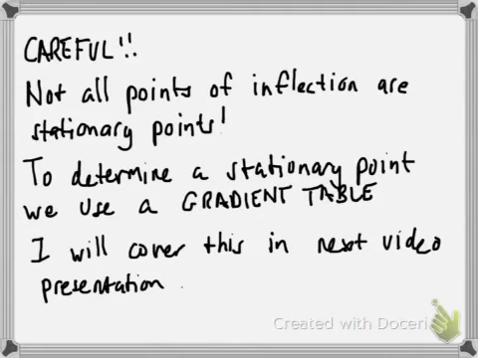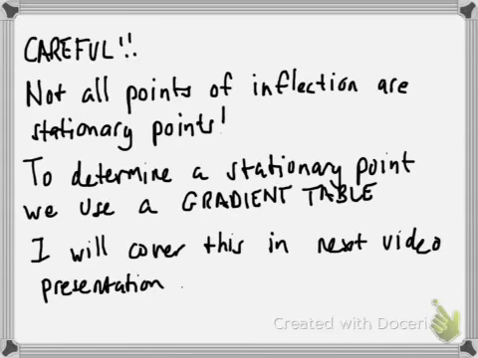Alrighty. Careful, not all points of inflection are stationary points. You can get those sorts of graphs where that point does not have a zero gradient. It's just a negative gradient all the way. So just be careful of that. To determine a stationary point, we use a thing called a gradient table, and I'll cover that in the next video. So that's an introduction to stationary points.